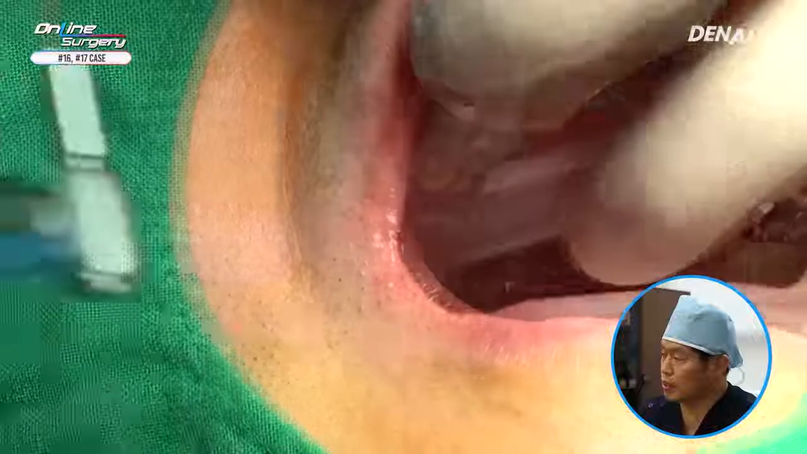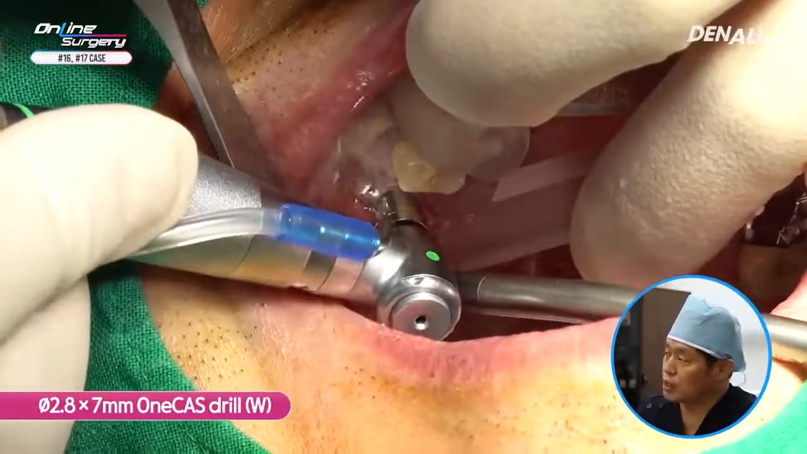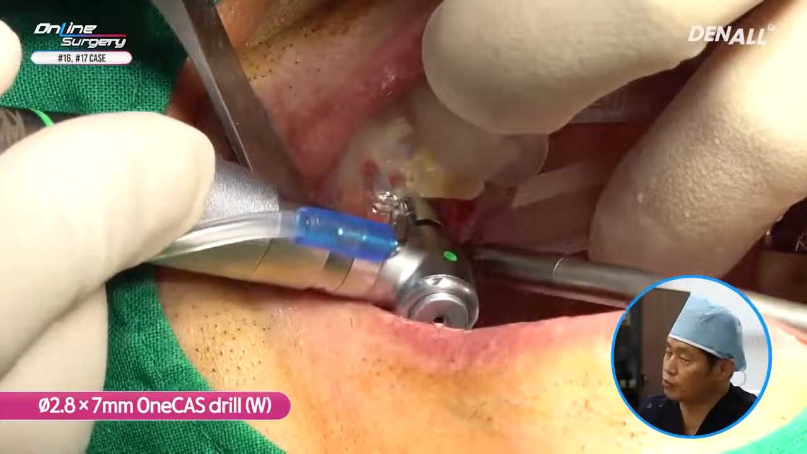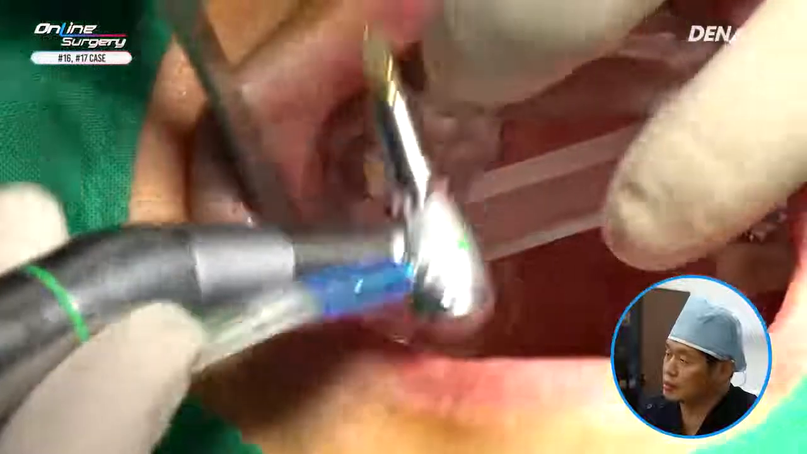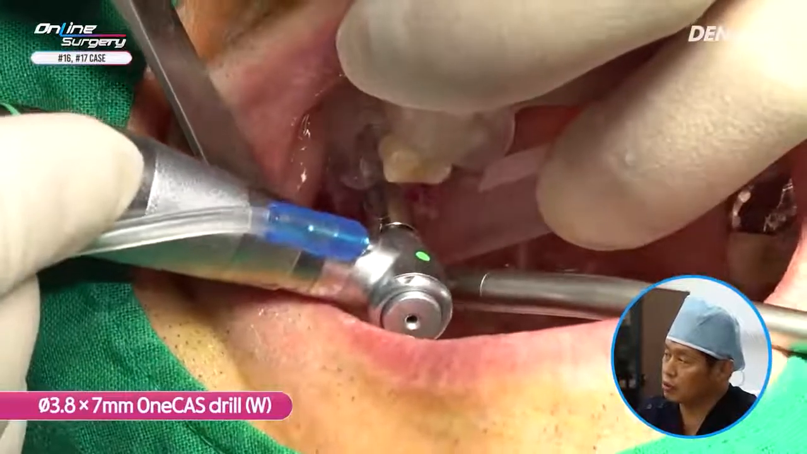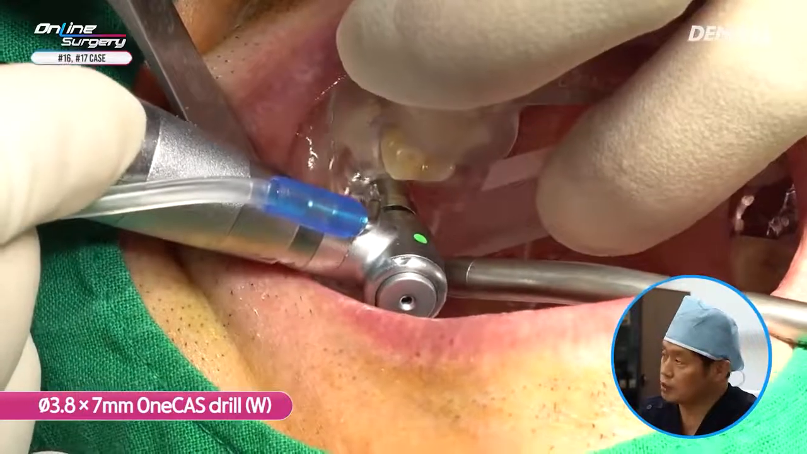After that, 2.8 by 7 mm is used for drilling. Even if the residual bone is over 7 mm, you need to start with 7 mm in order to have the double contact concept. 3.8 by 7 mm drilling is done.